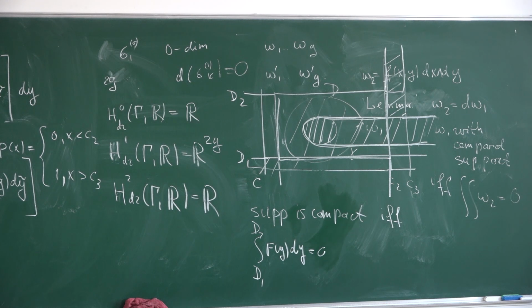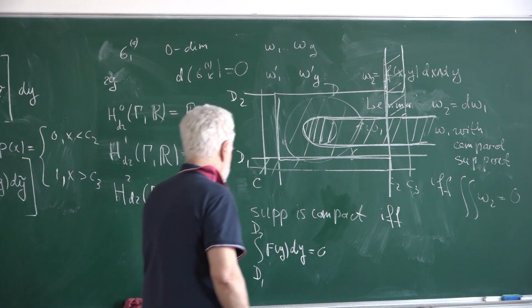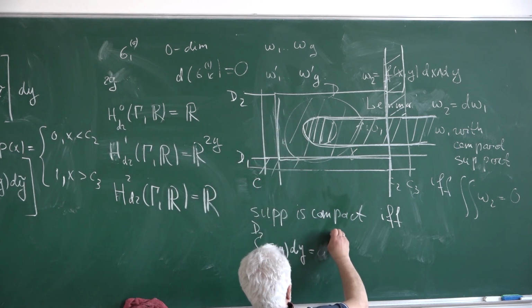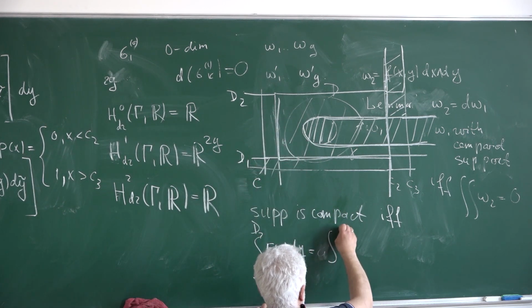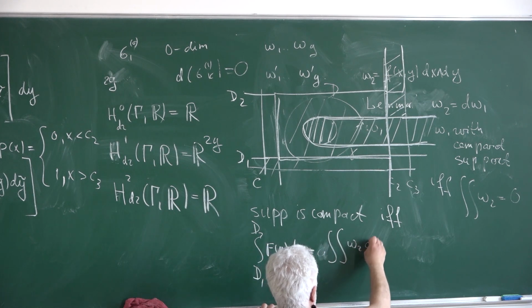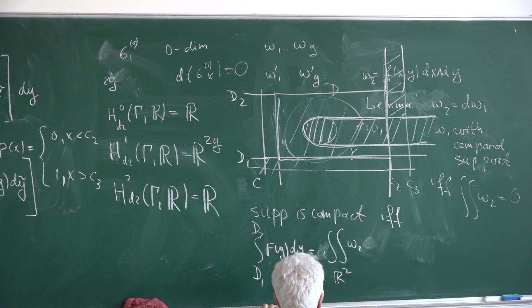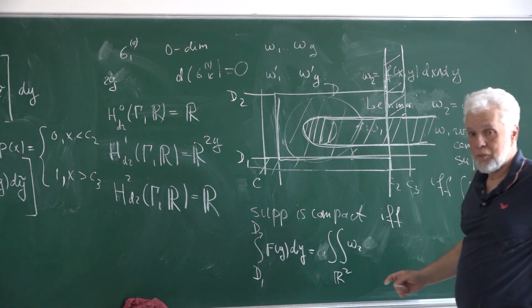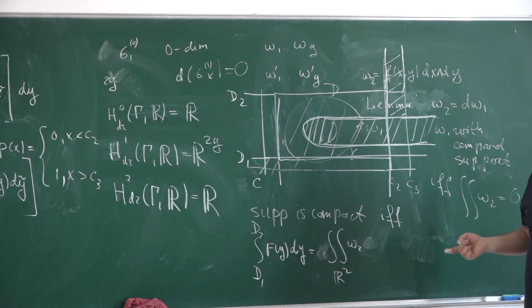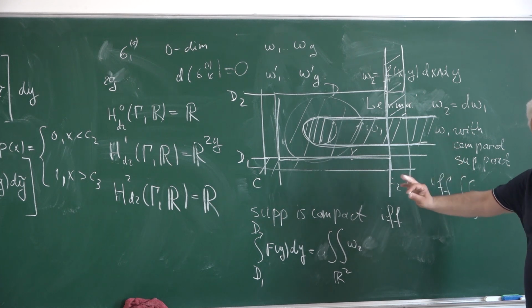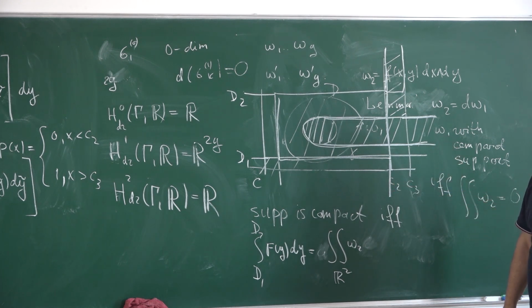The integral of y of f capital is equal to 0. But this integral is exactly the double integral of omega 2 over the plane. So we proved that our construction provides a compact support form if and only if the integral is 0. So it's not insufficient. Okay? We proved the lemma.